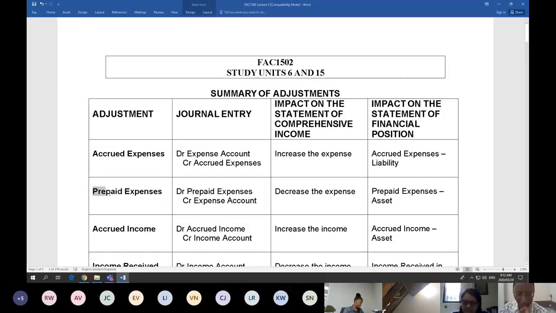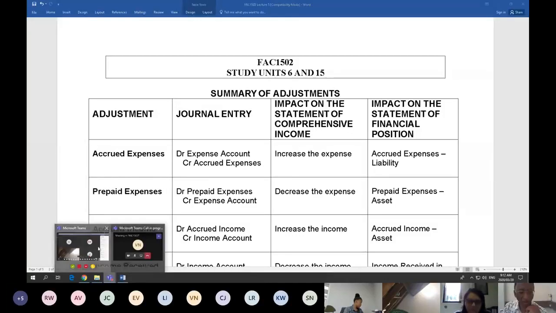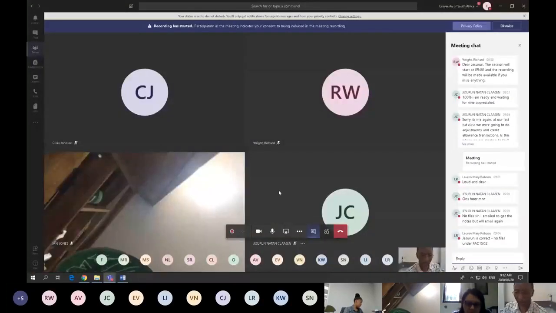The second adjustment that you can get is what we call prepaid expenses. Prepaid expenses occur when we have paid an expense for this year, but the expense is actually for next year. An example of that would be your insurance expenses. If you pay insurance in December, you actually pay your insurance for January, because insurance must always be paid in advance. So that is classified as a prepaid expense.